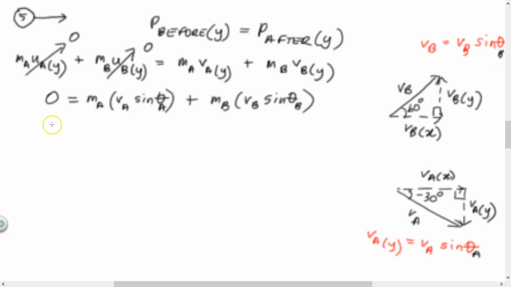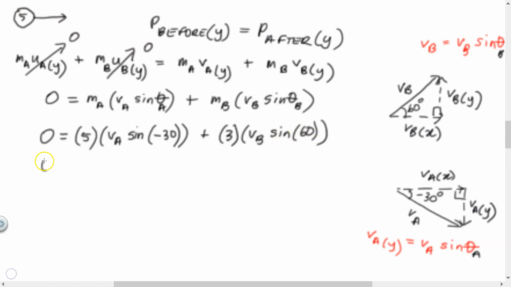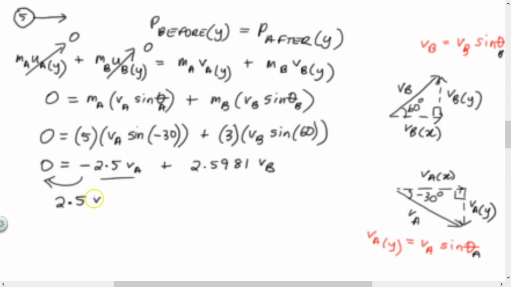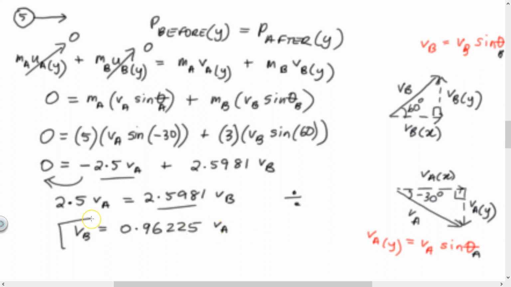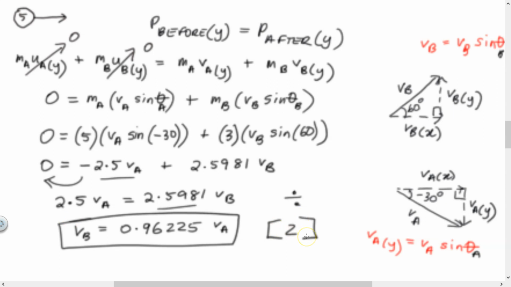So now we'll substitute our values. This gives, and I'm just going to put this on the other side. And then I'm going to divide both sides by this value here. And this will give me, and this becomes my second equation that I'm going to use.